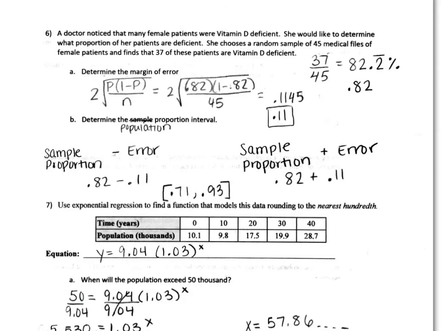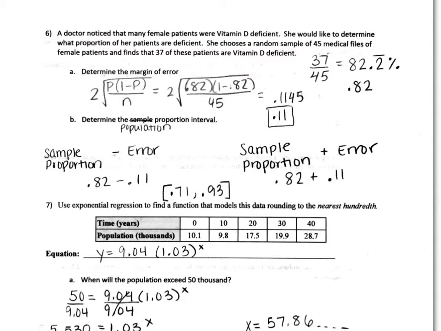Okay, now for number 6. I'm going to read along here. A doctor noticed that many female patients were vitamin D deficient. She would like to determine what proportion of her patients are deficient. So she chooses a random sample of 45 medical files of female patients and finds that 37 of these patients are vitamin D deficient. So the first thing is find the margin of error in her findings.